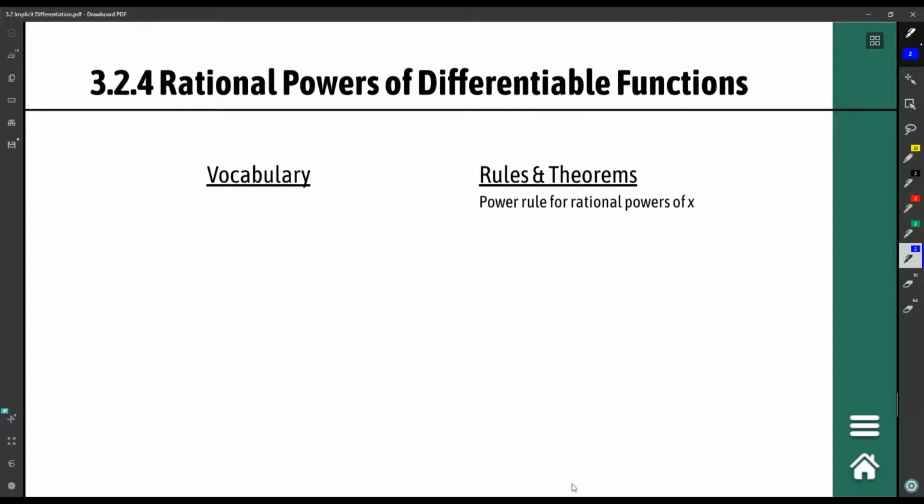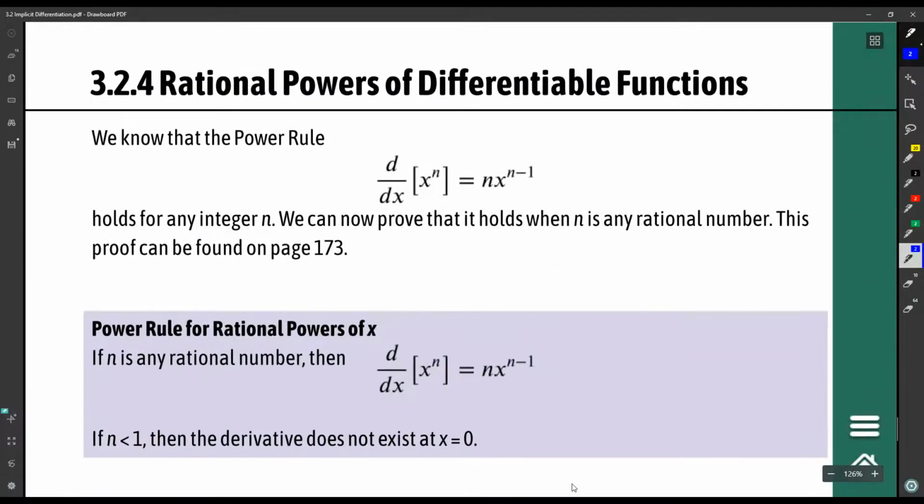We end section 3.2 with rational powers of differentiable functions. What we're going to do here is update our power rule now that we have a little bit more tools in our toolbox for differentiating. We know that the power rule, the derivative with respect to x of x to the n being n x to the n minus 1, holds for any integer n. But with implicit differentiation, we can now prove that it holds when n is a rational number.